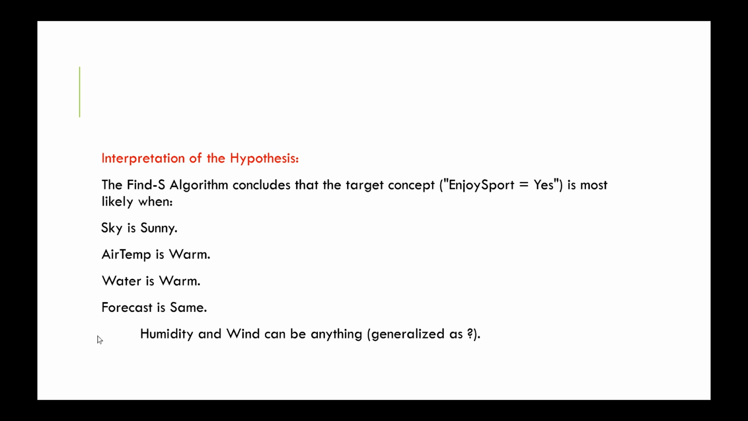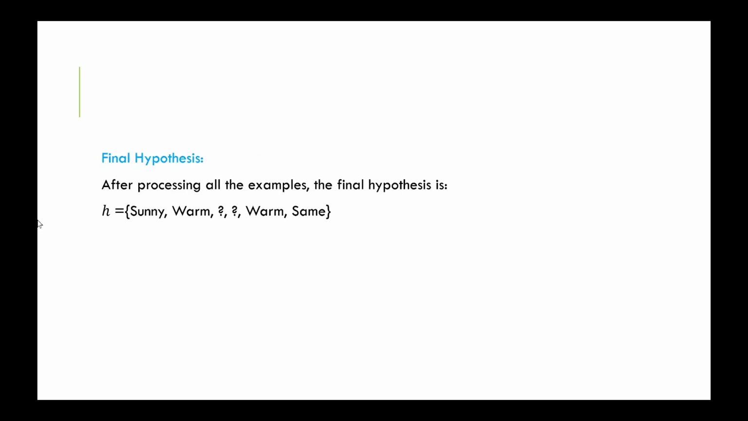So finally the output hypothesis is equal to sunny, warm, question mark at the place of humidity, question mark at the place of wind, water warm, forecast same. This is the final hypothesis we are going to get for this example. I think you followed how to execute the Find-S algorithm step by step. Thank you.